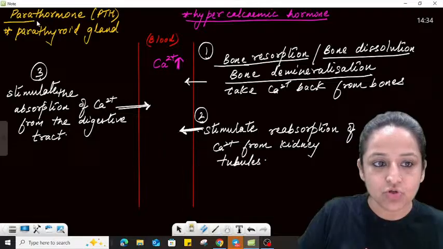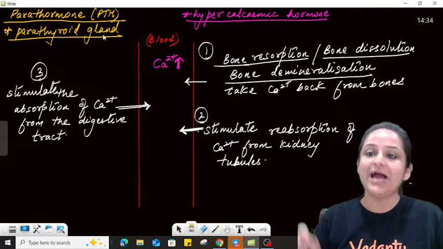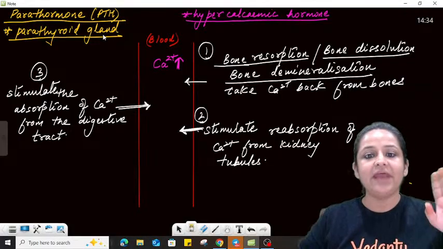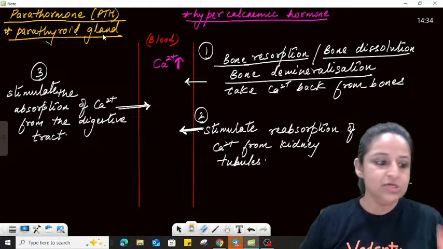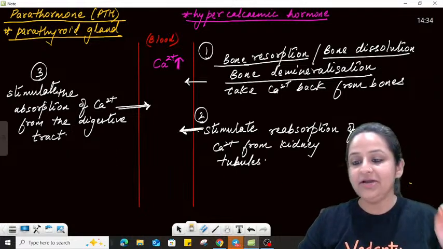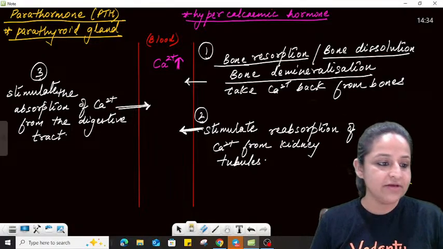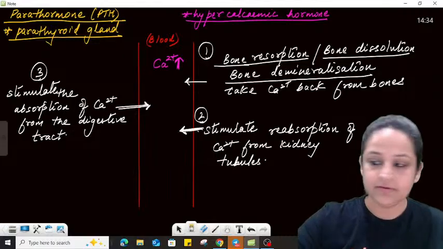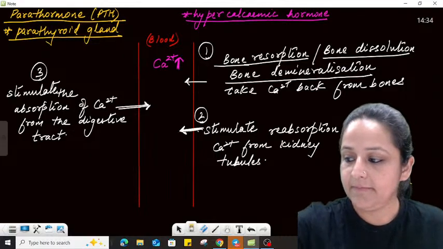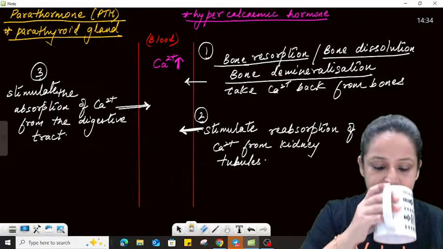So both of them, the PTH and thyrocalcitonin, are antagonistic to each other. Clear? So with this we come to the end of the thyroid gland. I hope thyroid gland is all sorted for everyone. Please put up a thumbs up.